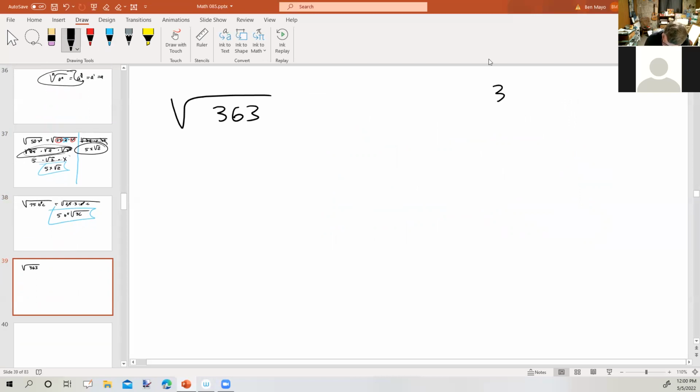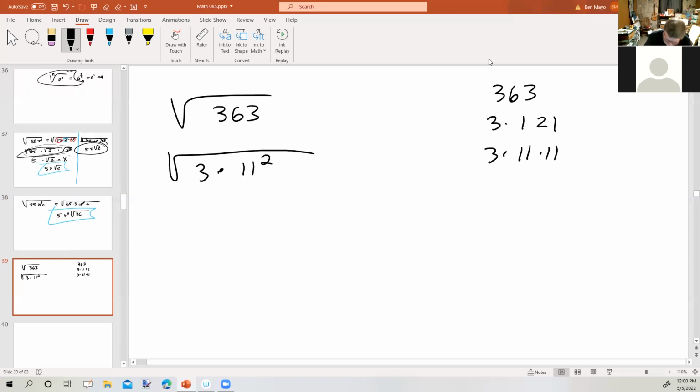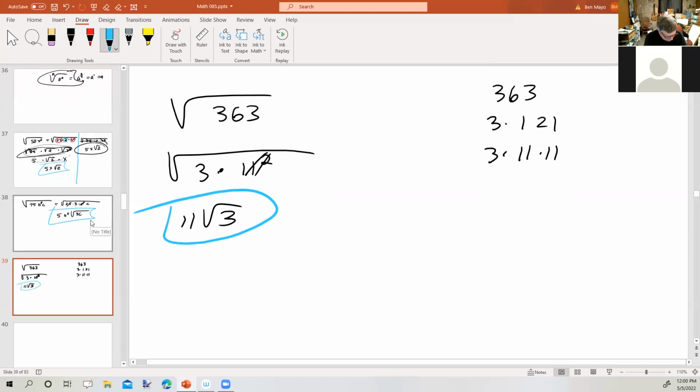Well, let's see. 363. 3 goes in 121 times. I think that's right. Let's see. 363 divided by 3 is 121. 121 is 11 squared. So I could write it like that. Okay. What's the square root of 11 squared? That's 11 outside, and what's left inside would be a 3. So 11 square root of 3. Okay with that?